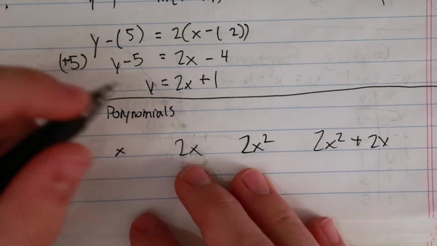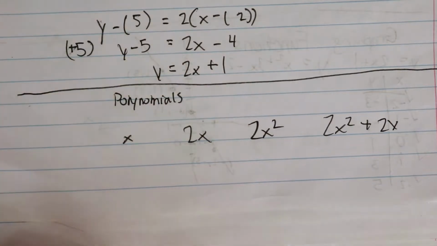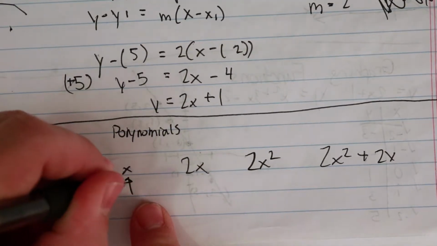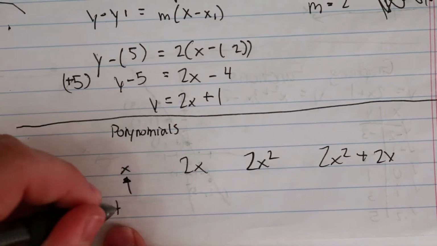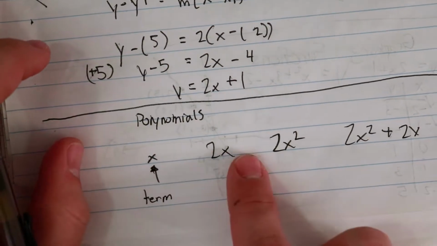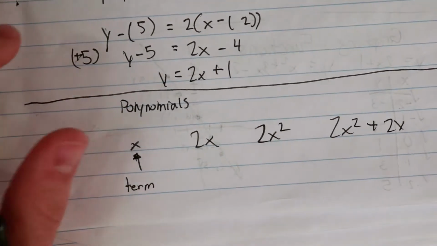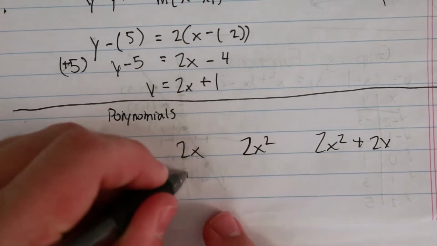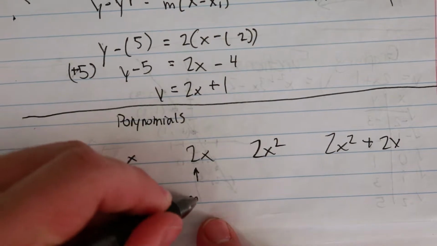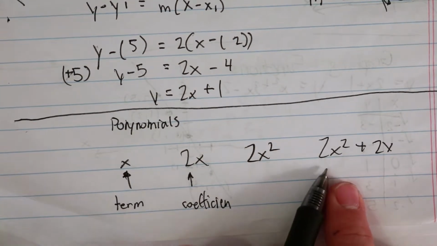So if we look at them just as what they are, this is called a monomial because there's one term. And a term is basically, terms are separated by plus or minus signs. So this is one term, this is one term, this is one term, this is two. These two things are two terms. The two out in front of any variable in a polynomial is called a coefficient. So the coefficient of x squared is 2.